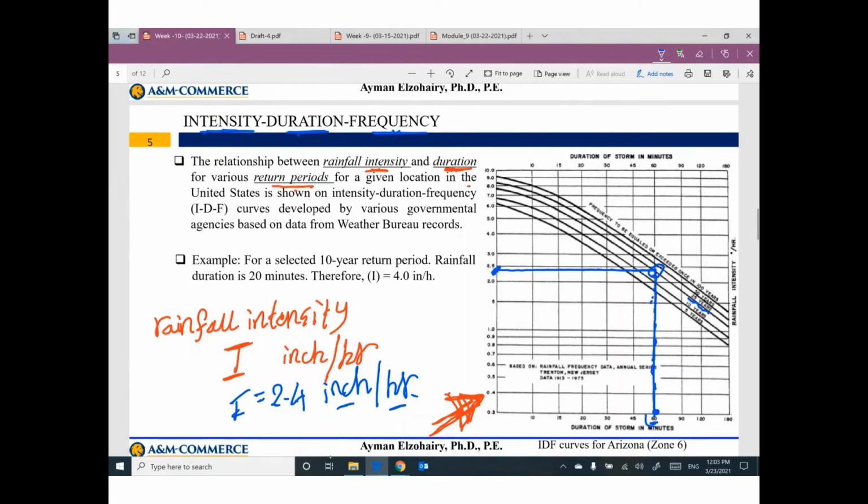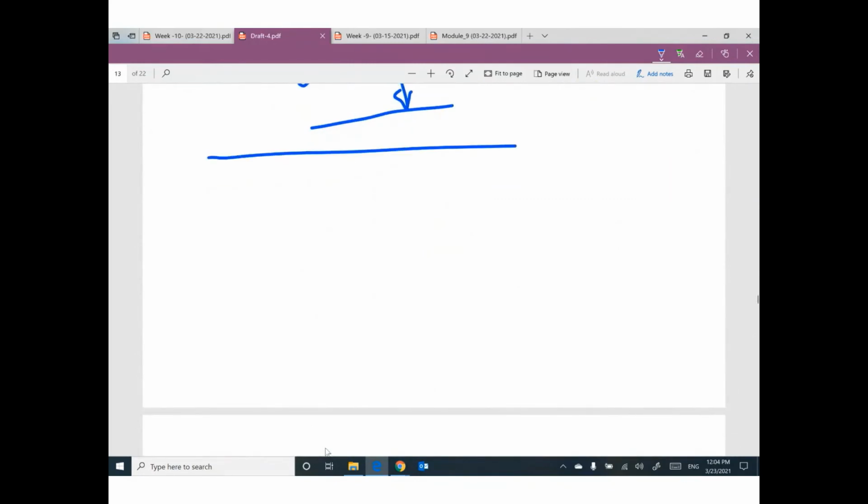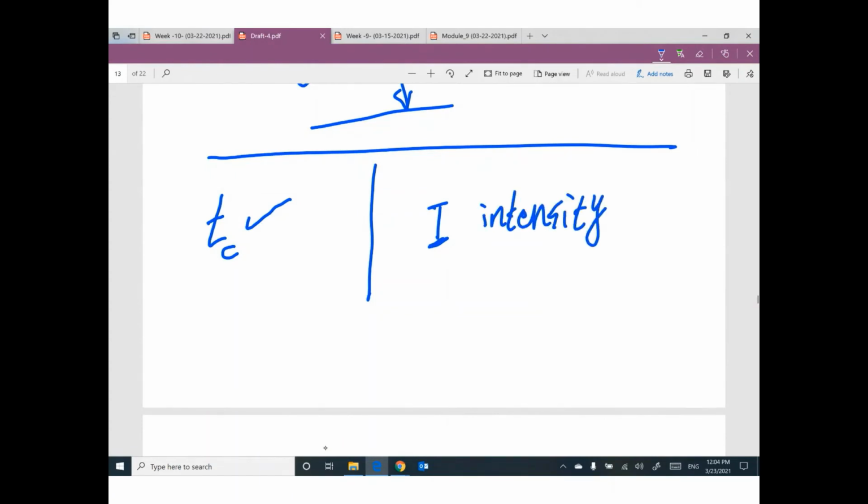So the duration of the rainfall, the frequency of the rainfall, and the location of the city, because every city has a different chart, I can tell you what the intensity is. Intensity is a very important parameter. Because this parameter will be used next week, right now we have time of concentration, Tc. We can figure it out. We have a value called intensity of the rainfall. Intensity, we can figure it out.